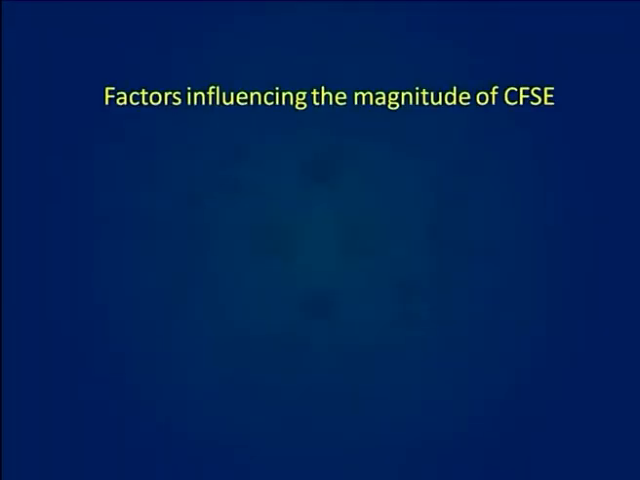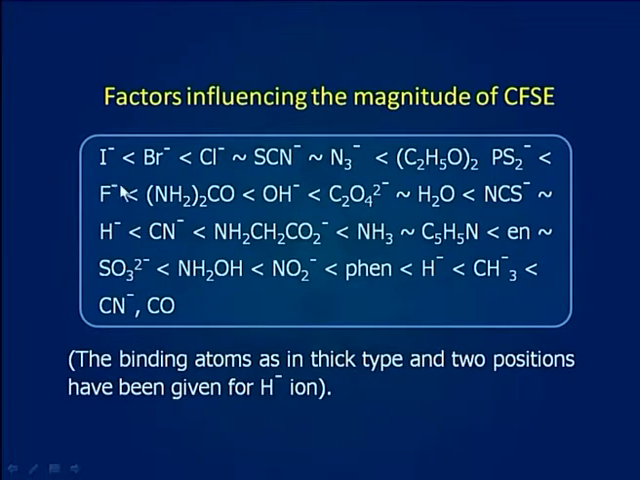This series is called the spectrochemical series, which you can see here. You can see iodide is the weaker field ligand and CN- and CO are stronger field ligands. This series shows that the value of delta O increases from left to right in the spectrochemical series. The order of field strength of the common ligands is in fact independent of the nature of the central metal ion and the geometry of the complex.